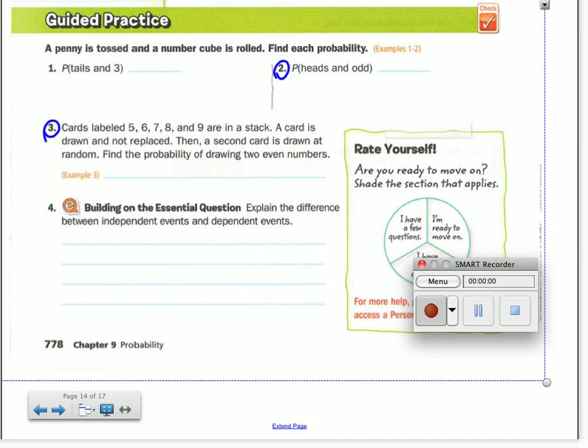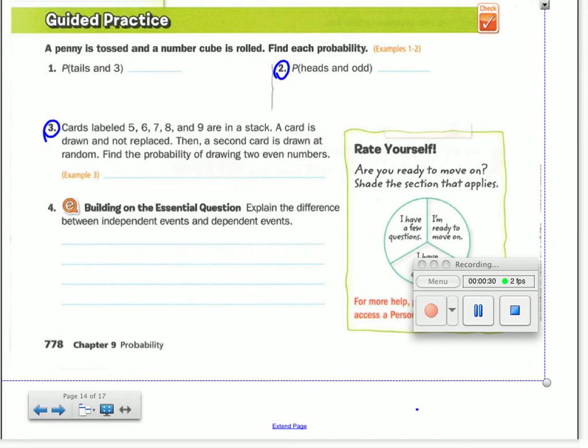We have number 2 we're going to work on. It says a penny is tossed and a number cube is rolled. Find the probability. Again, you always want to start thinking first about, is it independent or dependent? We discussed this. What type of events are these? Independent or dependent? Again, independent doesn't affect the first event, does not affect the second event. Whereas dependent, the first event, the outcome of that affects the second event.